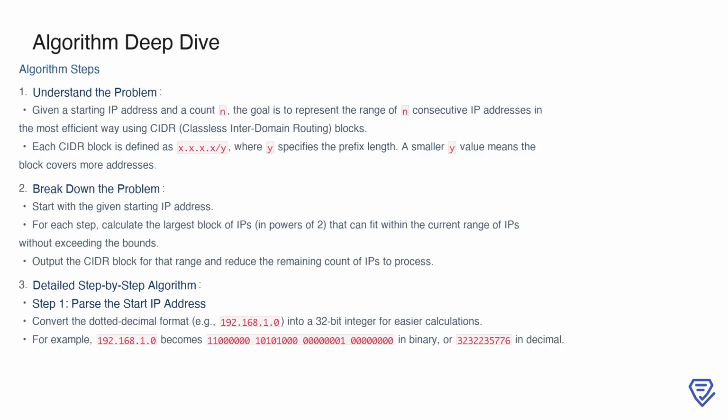To tackle this, we start with the given IP address and the count of addresses n. The challenge is to repeatedly identify the largest possible block of addresses, expressed as a power of 2, within the remaining range. Once identified, the block is output as a CIDR notation, and the process continues until all n addresses are accounted for. The first step is to convert the starting IP address into a 32-bit integer. This conversion makes it easier to work with the IP mathematically, especially when calculating blocks and aligning them to powers of 2. For example, the IP 192.168.1.0 is converted to its binary representation, which simplifies further calculations.